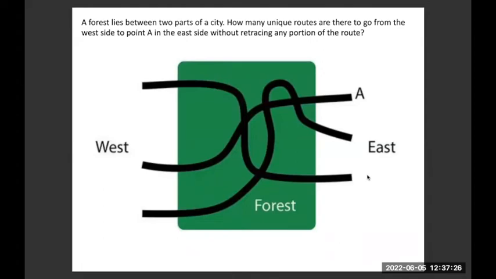What you have to find is how many unique routes are there without retracing any portion of the route. What are the unique number of routes?